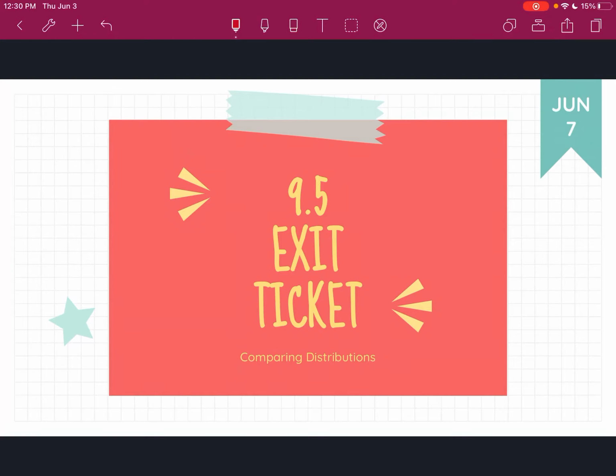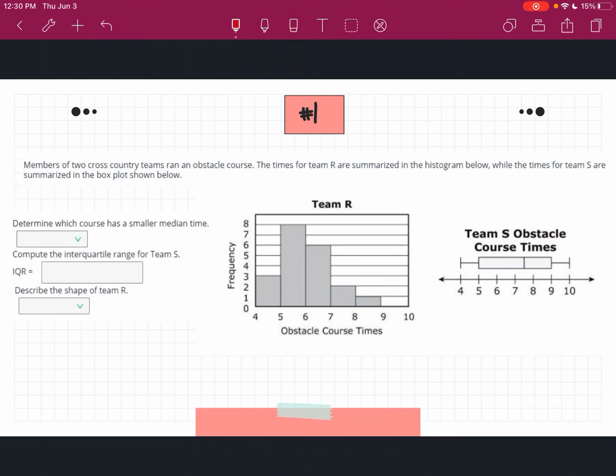This is the 9.5 exit ticket where we're going to practice comparing distributions. Number 1, members of 2 cross-country teams ran an obstacle course. The times for Team R are summarized in the histogram below, while the times for Team S are summarized in the box plot below. Determine which course has a smaller median time.